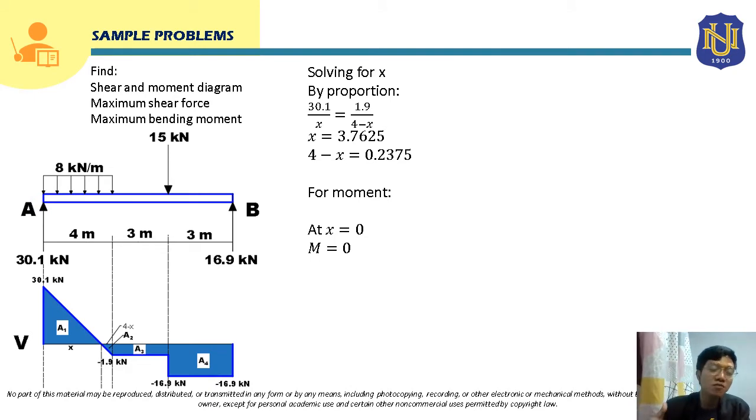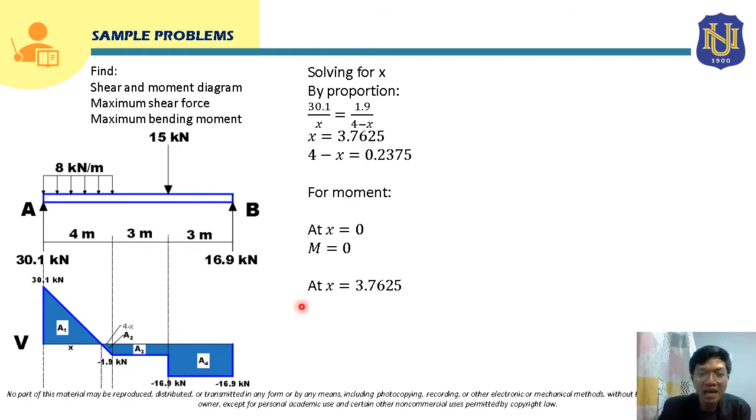But class, if there's an applied couple here, or there is a moment reaction here, there will be a point plotted in the moment diagram. But since there's no applied couple, no applied moment, and no reaction moment at this point, therefore the moment here is 0. So now, for the moment at this next point, we will solve the moment here.